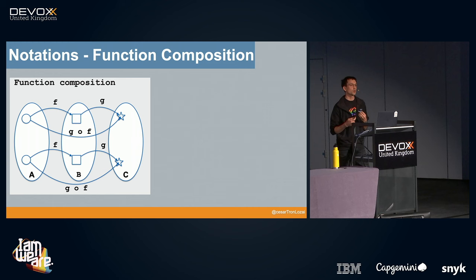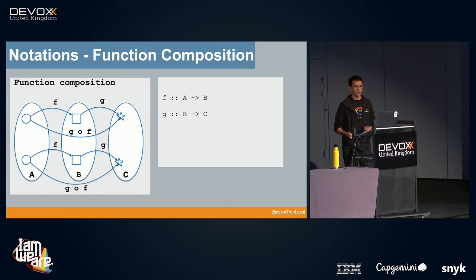It means that we can have a function that goes from a to c directly. And this is pronounced g after f. The little round operator is pronounced after. So first you apply f, and then you apply g. So if we have a function f from a to b, a function g from b to c, the function g after f goes from a to c. We bypass the middle person.